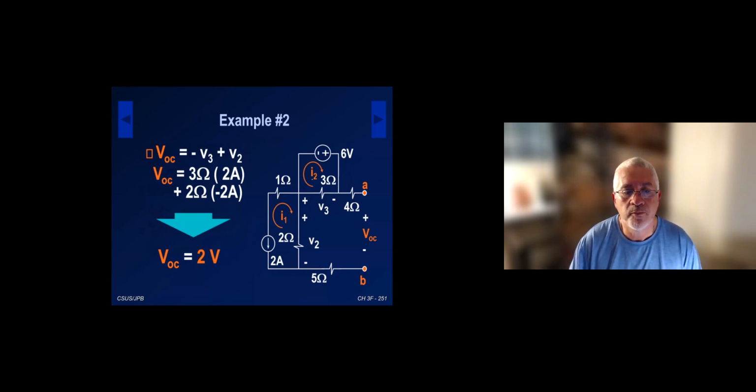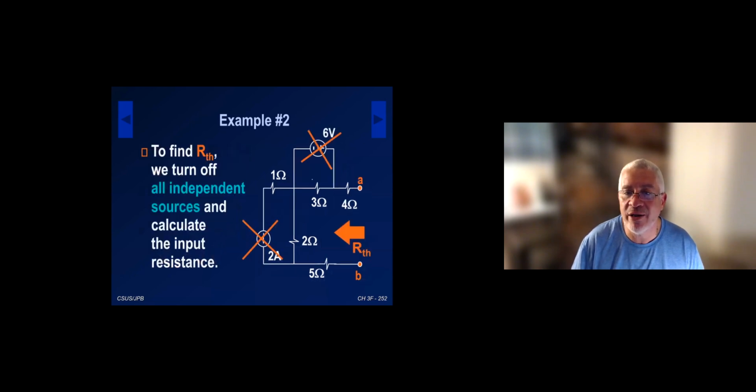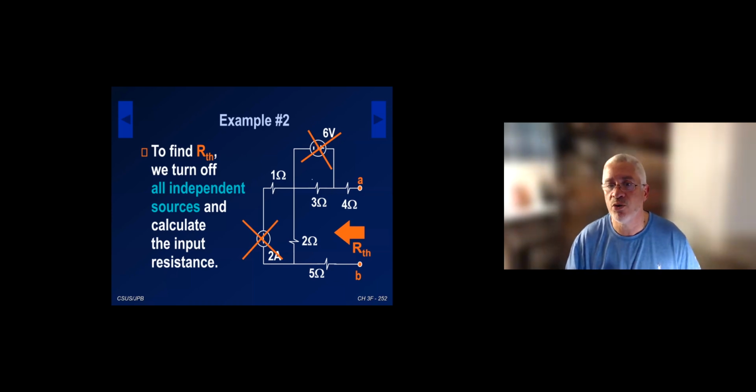So now that I have VOC for the circuit, we're going to go back and find the Thevenin resistance. You see me using that crosshair. This is to imply again that you need to turn off these independent voltage and current sources. So you need to know what happens to a voltage source when you turn it off, and what happens to a current source when you turn it off.